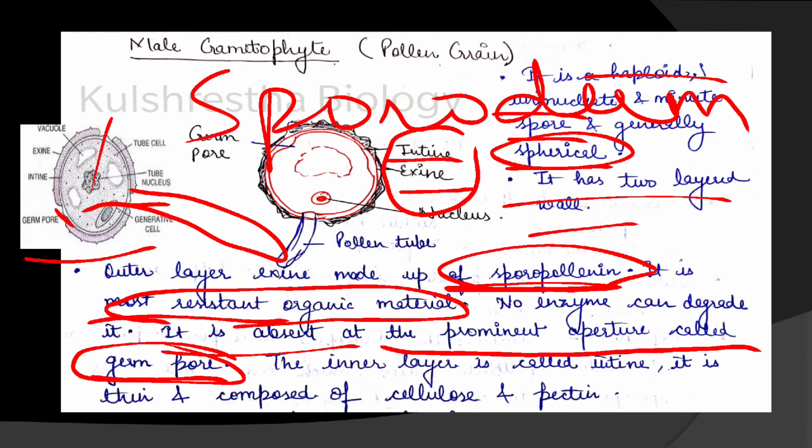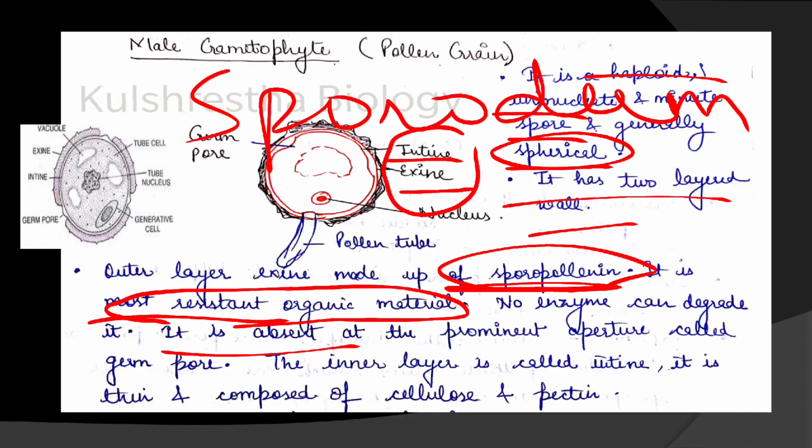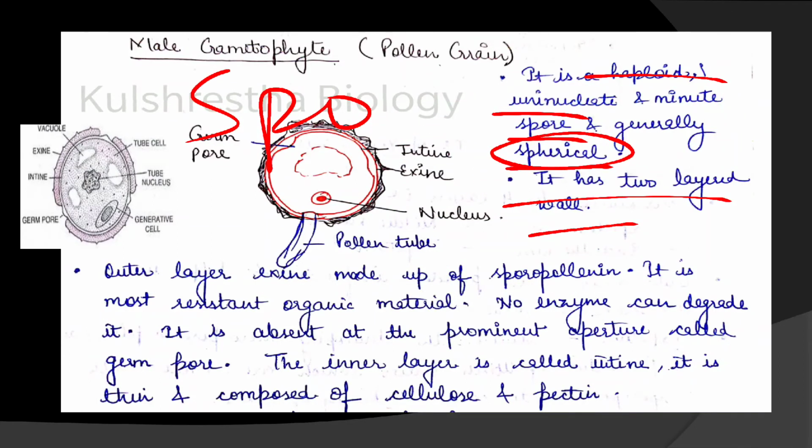germ pore. Now if you talk about intine, it is very thin and it is composed of pectocellulose, meaning cellulose and pectin. Exine is made up of sporopollenin, whereas intine is made up of cellulose and pectin.